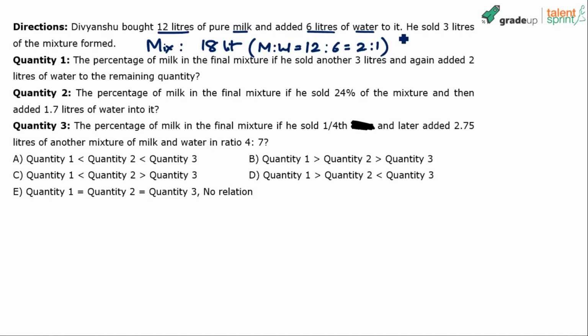Now what did he do? He has sold 3 liters of the mixture formed. So out of 18 liters, 3 liters have been sold. What is remaining? 15 liters is remaining, right? Now we have been given 3 statements.